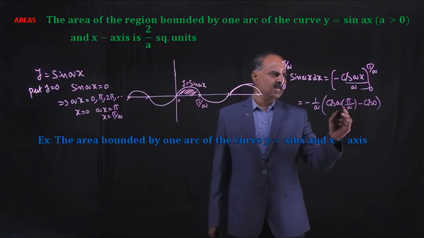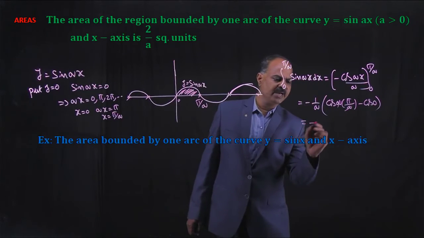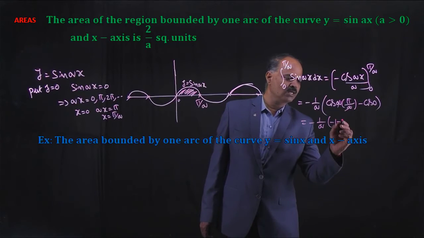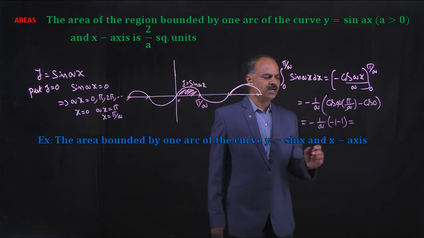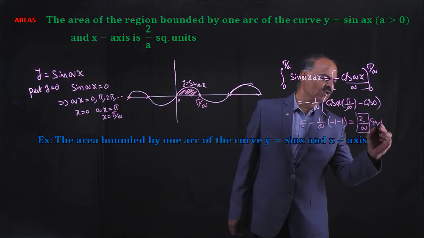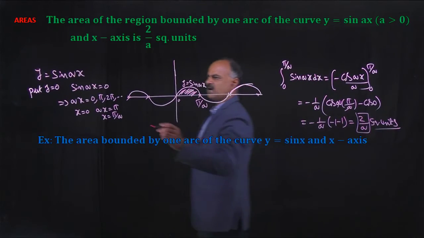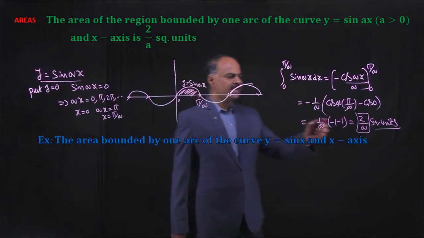So here this a and a get cancelled. So that is equal to minus 1 by a into cos pi minus 1. Here cos 0 is 1. So that is equal to minus 1 by a into minus 2. That is equal to 2 by a square units. Therefore, the area of the region bounded by one arc of the curve y equal to sin ax and x-axis is 2 by a square units.